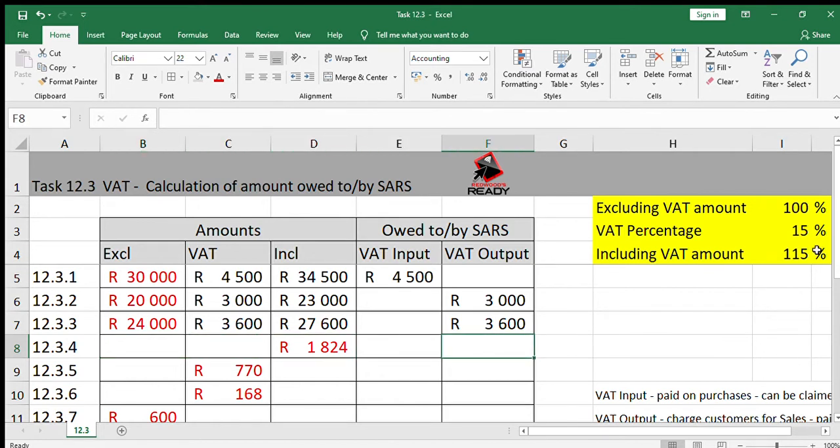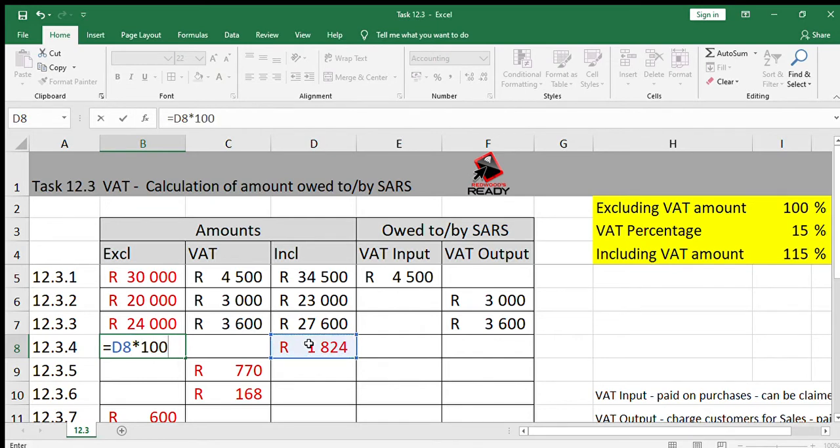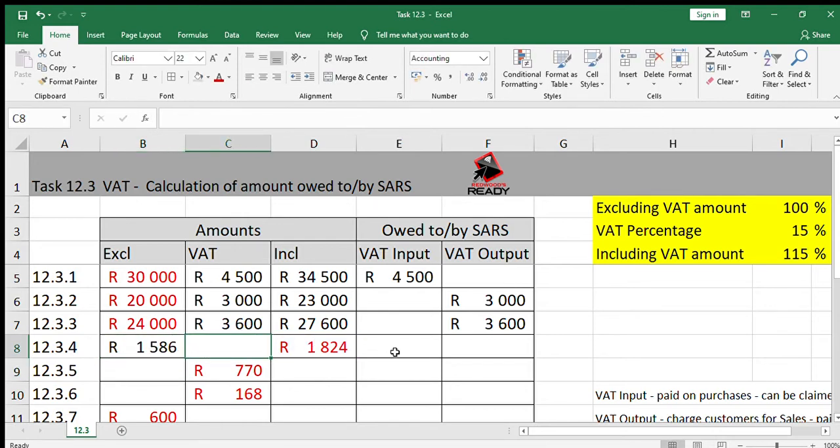So if you look at our table here, including VAT represents 115. I want to find excluding VAT. So I'm going to say 1824, multiply by 100, and divide by 115. So I get 1586. Now to get the VAT, you could either subtract, so I'll say 1824 minus 1586 to get 238.